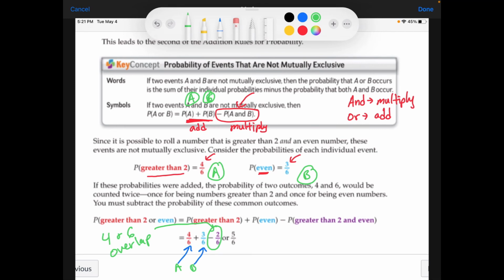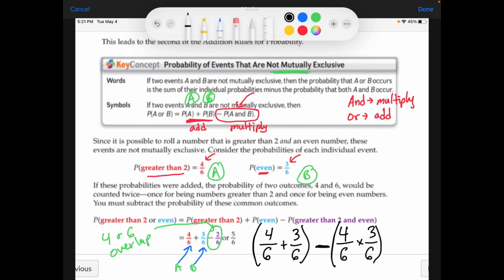But let's say, once again, that you're not given what's overlapping. So if you don't know what is overlapping, but you do know that they are not mutually exclusive, what you're going to do is still add the fractions, the individual events, A and B. Okay? But then we're going to subtract their multiplication. So we would multiply the two exact same fractions, and we're still going to get the correct answer.